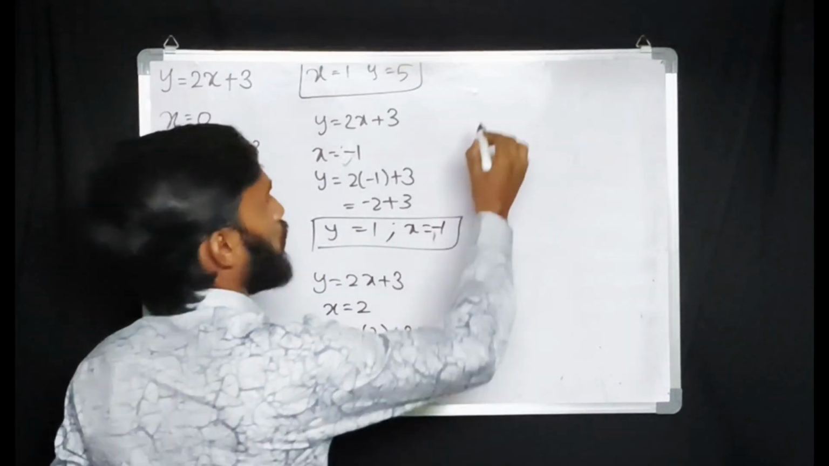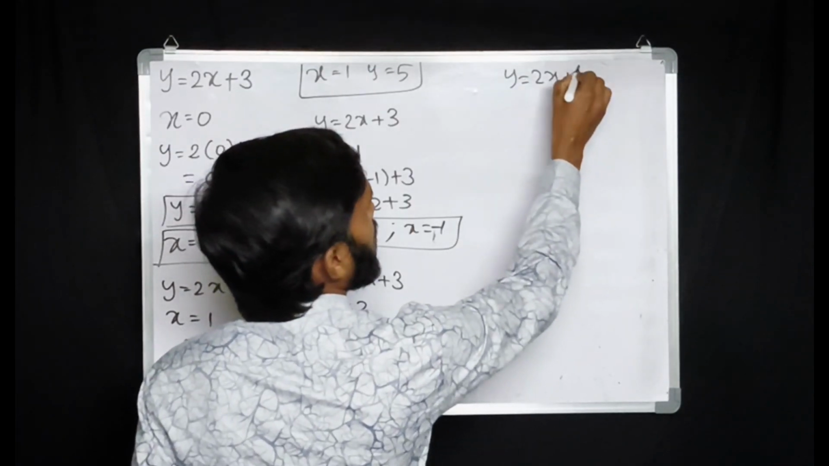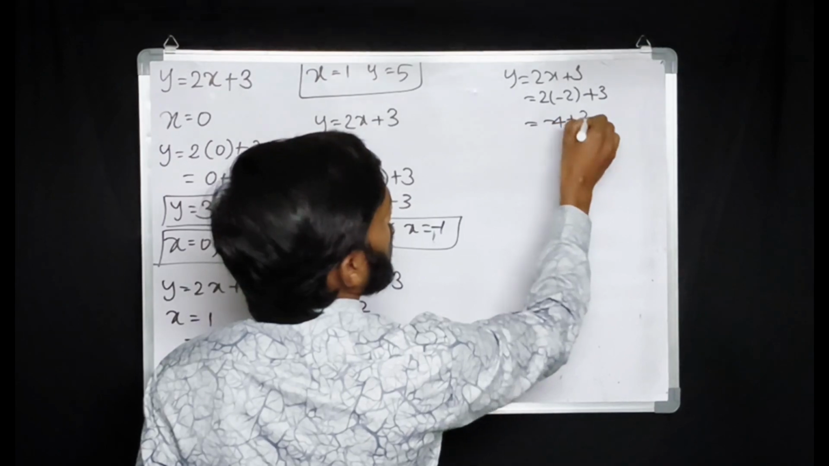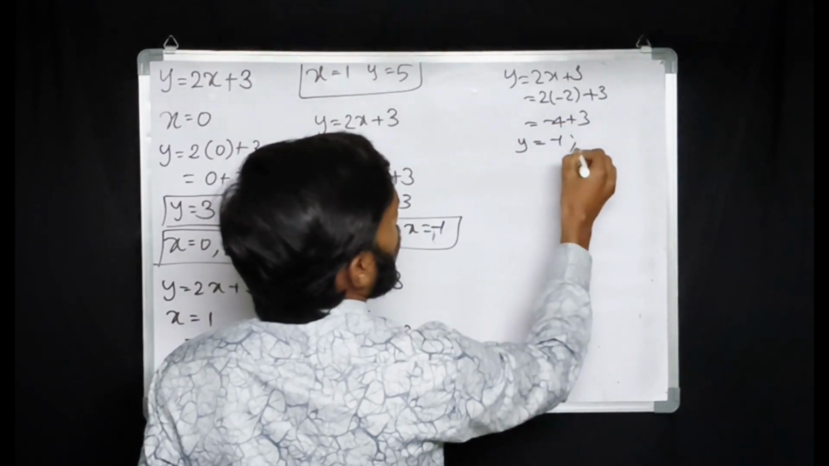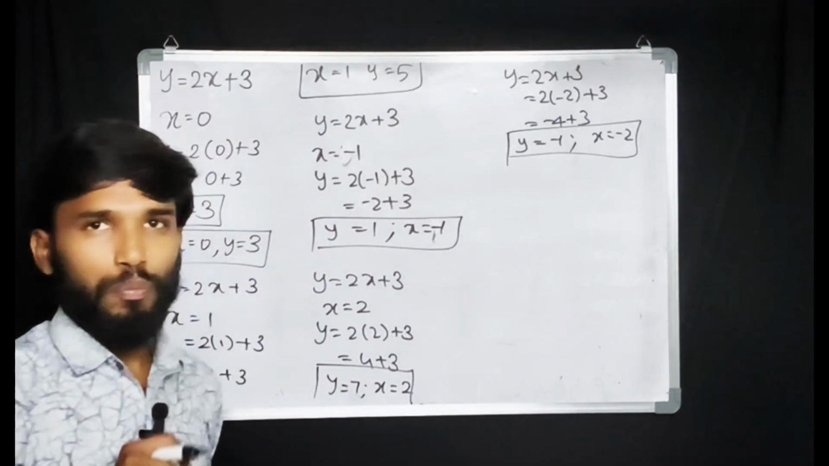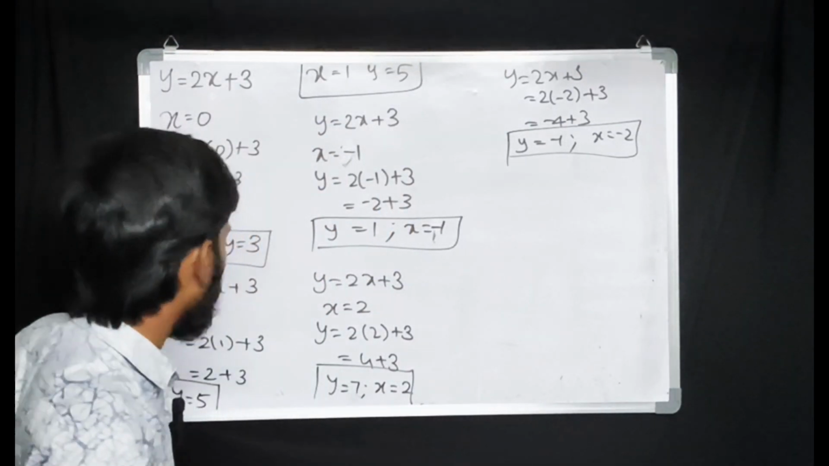Now take minus 2. y is equals to 2x plus 3, 2 into minus 2 plus 3, minus 4 plus 3 is equals to minus 1. x is equals to minus 2. So these are the 4 points we got.